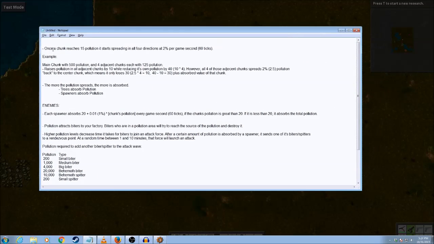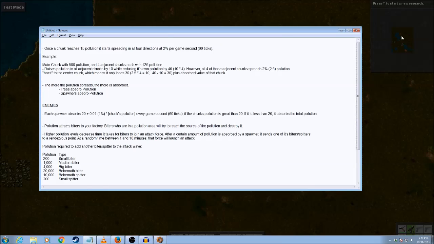Factorio. Okay, so it spreads at 2% per second, which is 60 ticks. Per game second is 60 ticks, so one tick is 1/60th of a second. 2% of the total pollution in the chunk. So we have a quick example here.